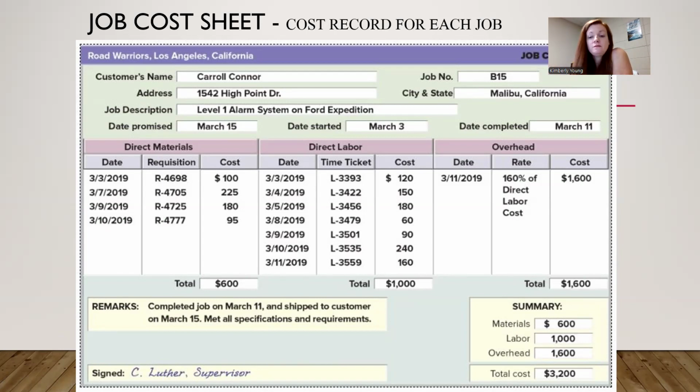How much should Road Warriors charge this customer for this B15 job? More than $3,200. It was $3,200 was their total cost. Hopefully they can charge them $6,000 or something, but anything over $3,200 would be profit. But if we charge anything less than that, then we would be giving this away. We would have a loss for this.